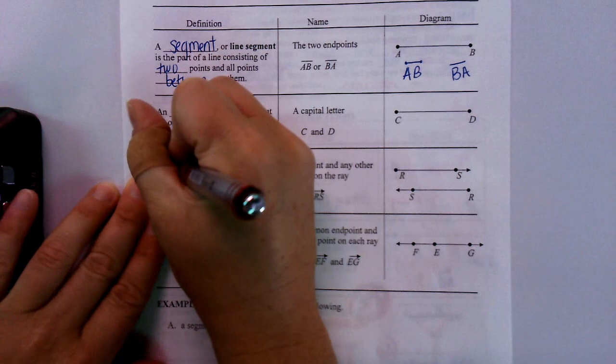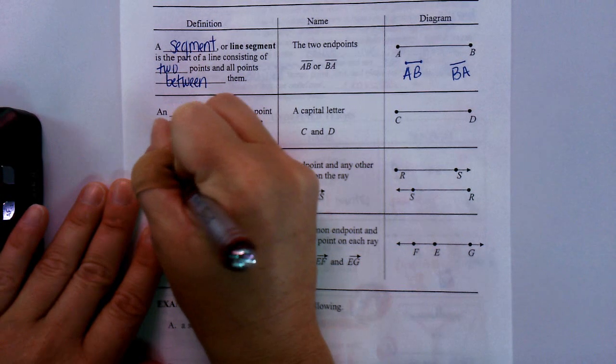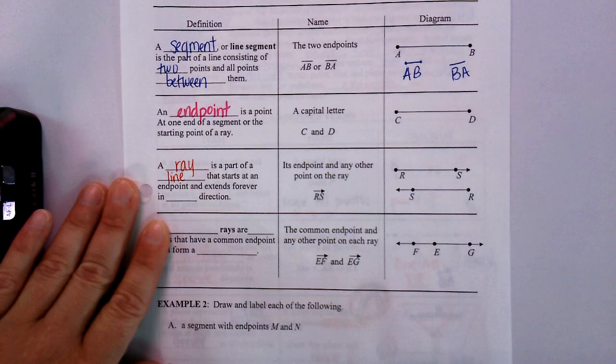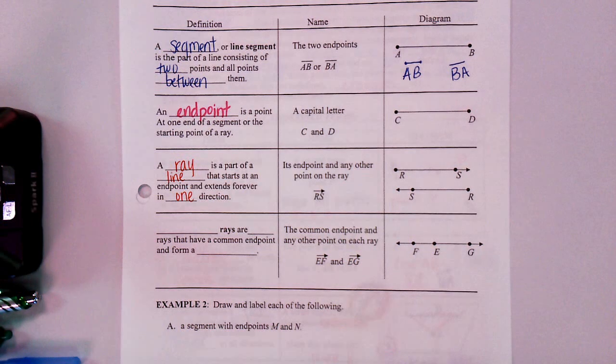A ray is a part of a line that starts at an end point and extends forever in one direction. All right, we're going to talk about a ray because this is the only time in geometry that I'm going to make the order matter. So the way I write these is going to matter. If you mix them up, I do have to count them wrong. The reason being is because with a ray, you always start with the end point.